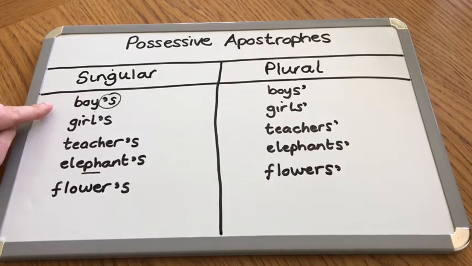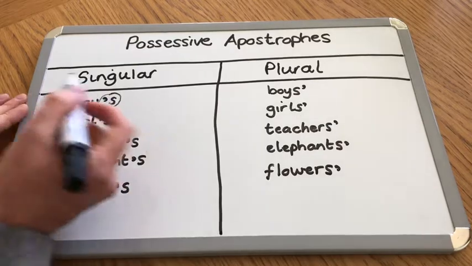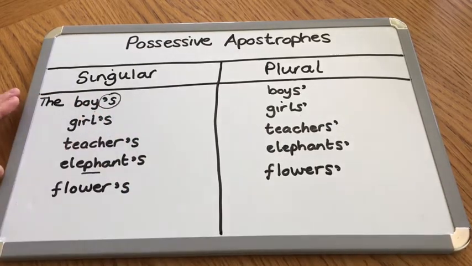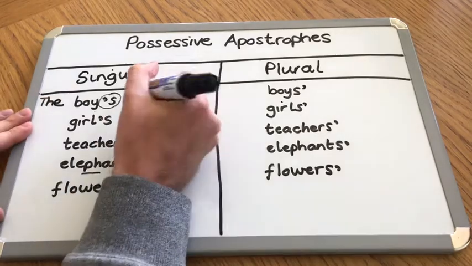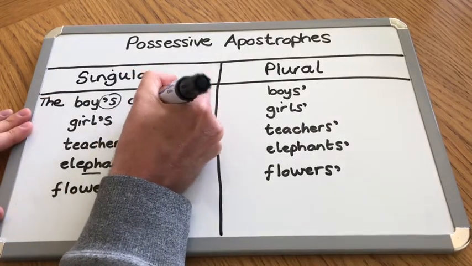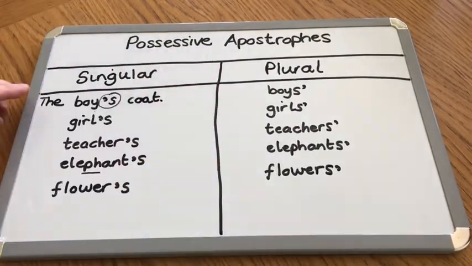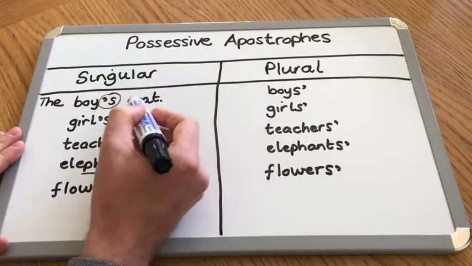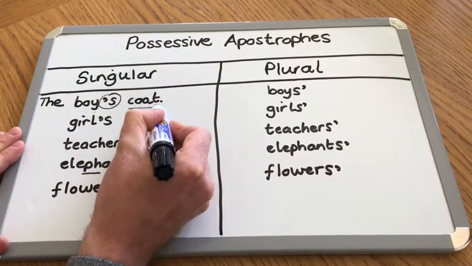So let's put a determiner in to start the sentence off. It could be a or the. Now I'm going to talk about a specific boy, so we're going to use the determiner the. So now we've got the boy's coat. Now, of course, that's a very short sentence. It could be extended, but for the purposes of this, it's just to show possession.